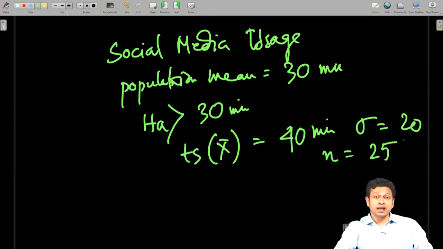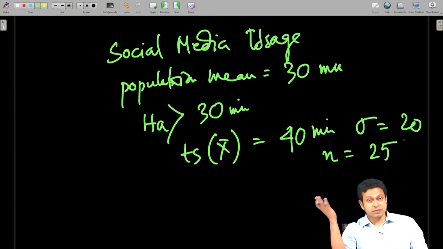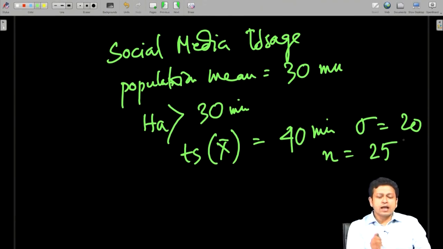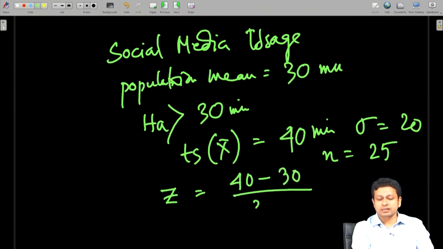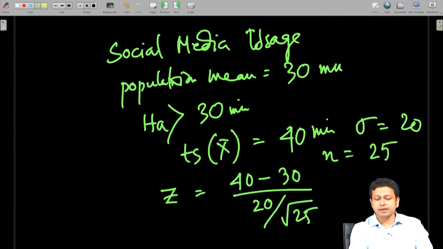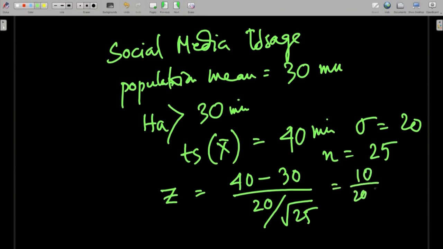So, now I have to decide whether I can reject the null hypothesis that the population mean is equal to 30 minutes. Sorry, the mean social media usage is 30 minutes. Okay. So, to do that, I first need my Z statistic. My Z statistic is going to be x bar minus mu divided by sigma over root n, which is 10 divided by 20 over 5, 25 being n. So, that is 2.5. Okay.